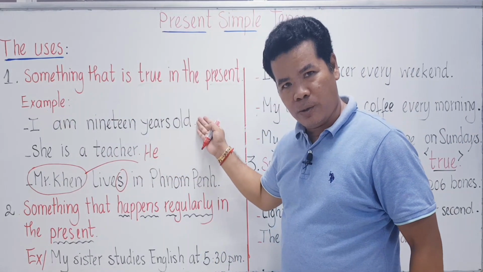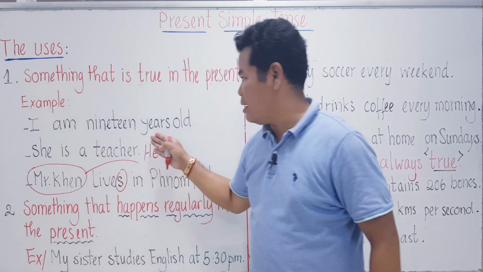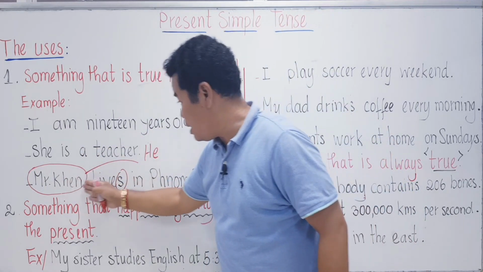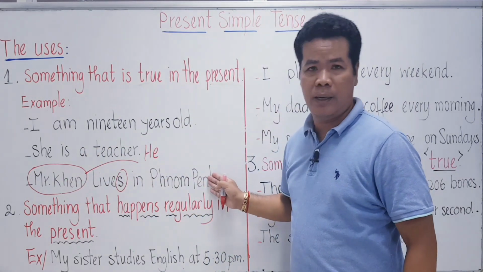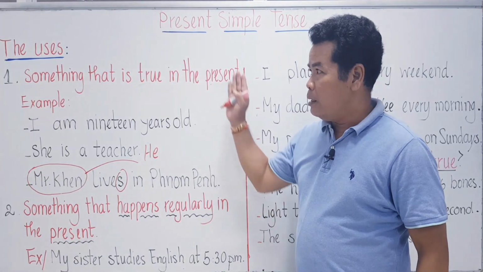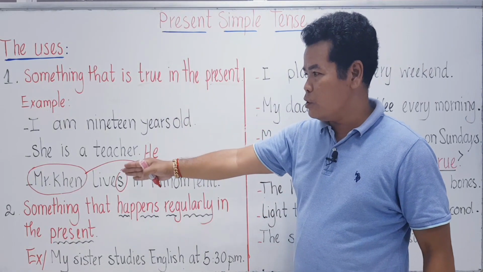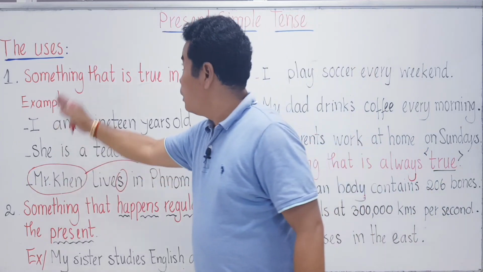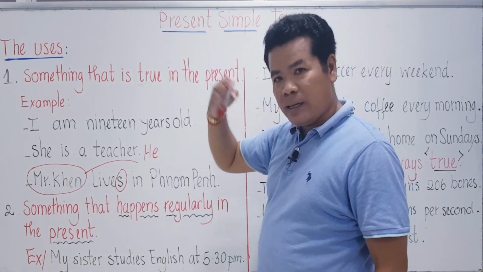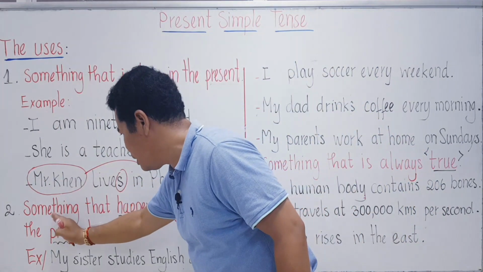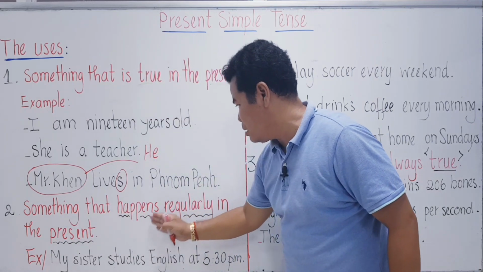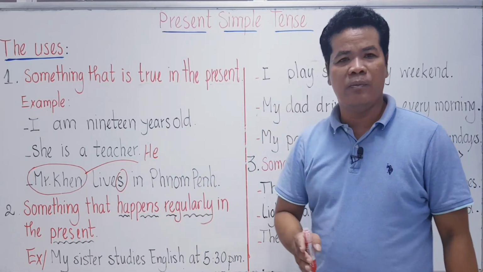I am 19 years old. She is a teacher. Mr. Kane lives in Phnom Penh. Alright? Now, if you're clear, let's go to use number 2. We use the present simple tense again to talk about something that happens regularly in the present.